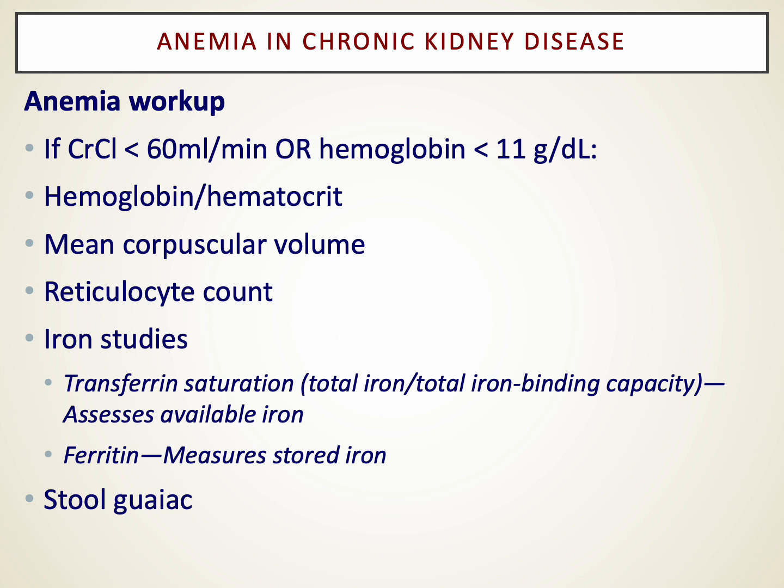You're going to get iron studies. You're going to look specifically at their transferrin saturation and their ferritin levels to measure how much stored iron there is. Because we could give them erythropoietin, but if they don't have enough iron as well, then all the erythropoietin in the world isn't going to do it because they don't have the raw ingredients to build new red cells. You're also going to look at a stool guaiac to see if there's any bleeding going on that could also account for anemia as well.